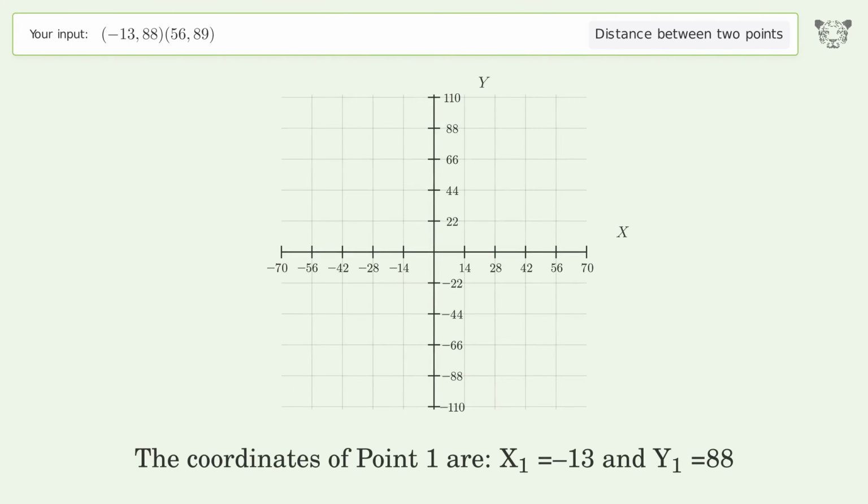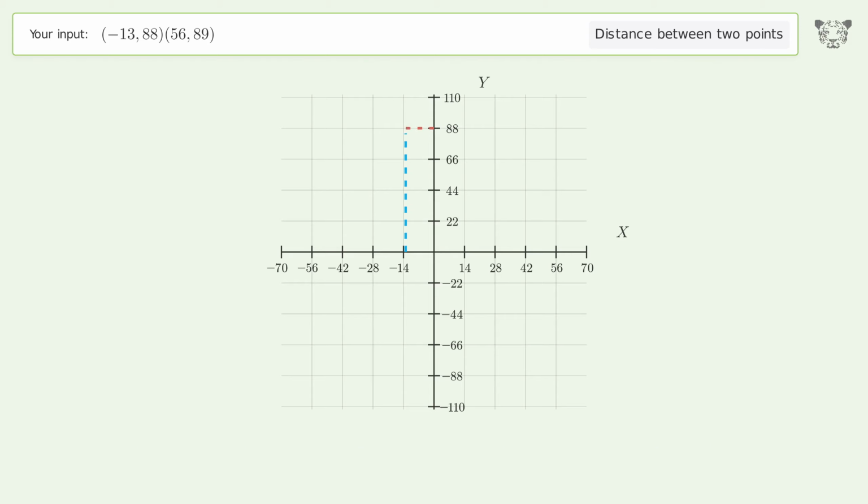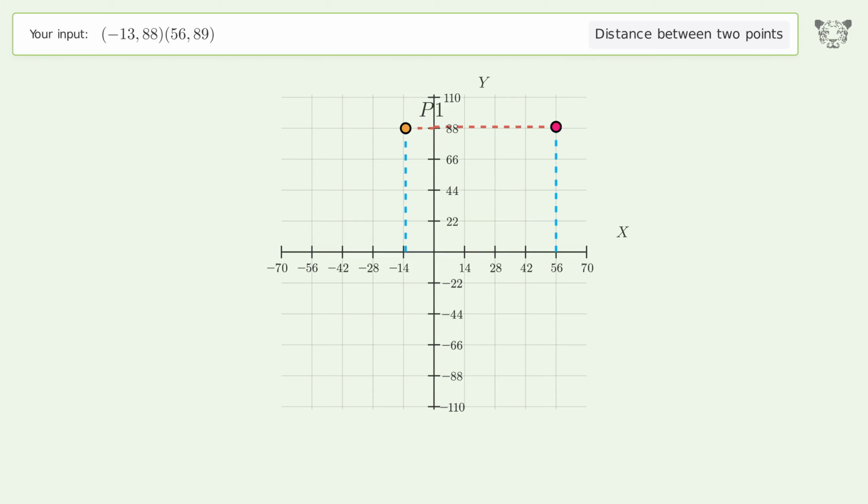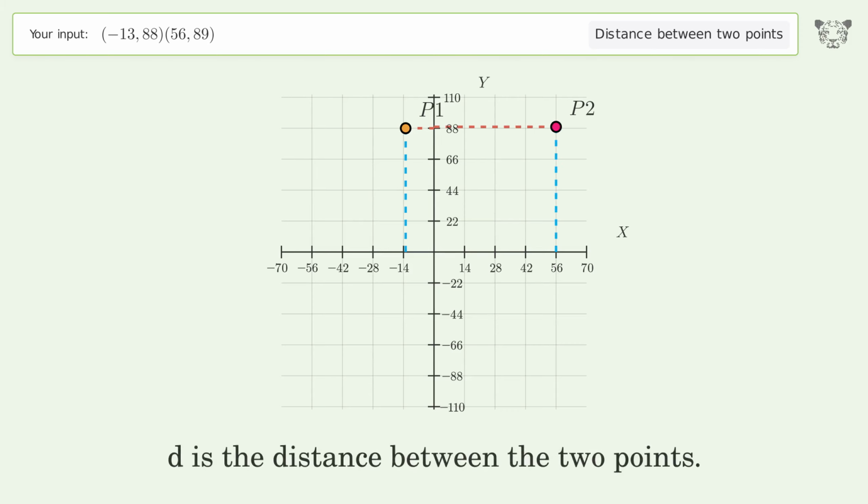The coordinates of point 1 are, x1 equals -13 and y1 equals 88. The coordinates of point 2 are, x2 equals 56 and y2 equals 89. D is the distance between the 2 points.